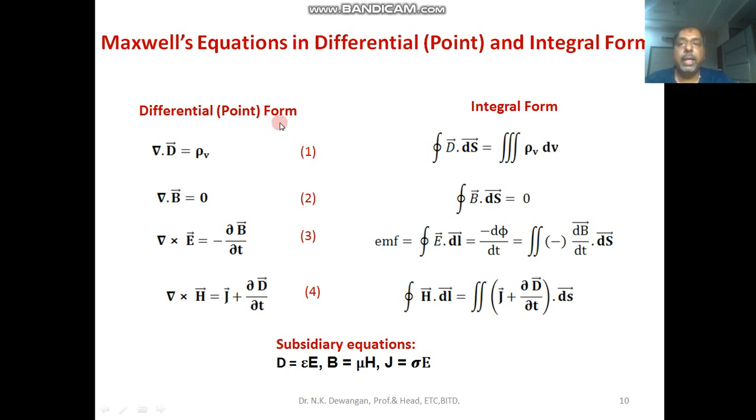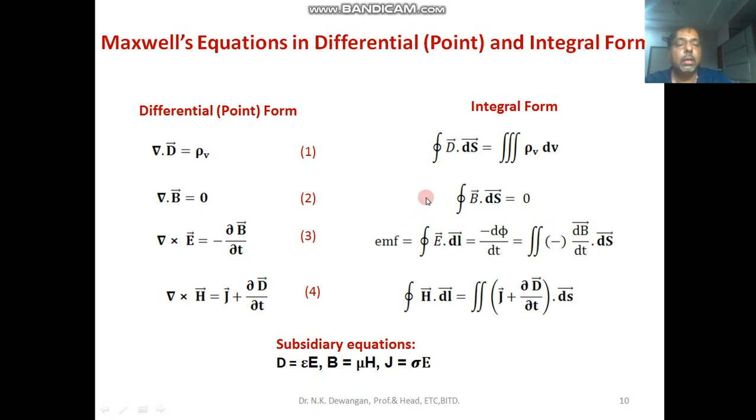Now you see that Maxwell derived 4 equations. Divergence D is equal to rho V, this is the Gauss law of electrostatics. Divergence B is equal to 0, the second equation, is the Gauss law of magnetostatics. Curl of E is minus del B by del T, this is Faraday's law. Curl of H is equal to J plus del D by del T, this is the fourth Maxwell equation, the modified Ampere's law. Remember, the Gauss law of electricity, the Gauss law of magnetism, and Faraday's law are accepted as they are, but in the fourth equation he modified Ampere's law.